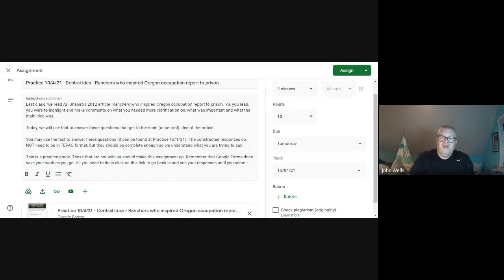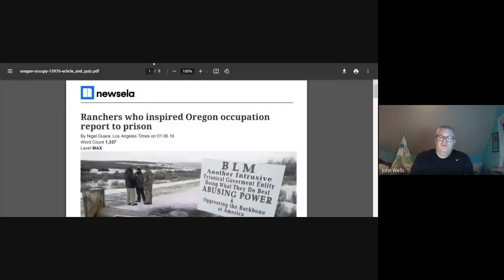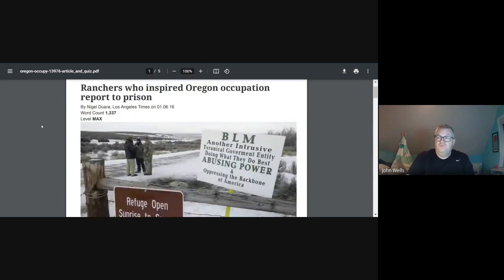On Friday, you were given an article about a group of ranchers in Oregon that took over the Malheur National Wildlife area. And this was an article that talked about how the ranchers did this, why they did it, what were they trying to accomplish, and some of those central players in there. You were to have read this text and highlighted it with three different colors.